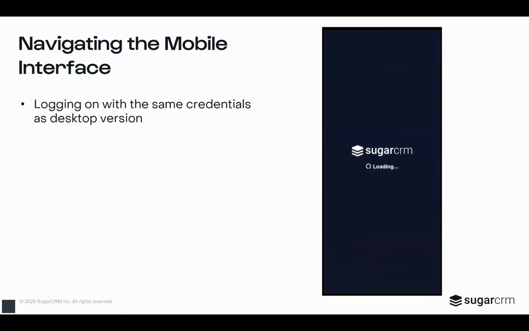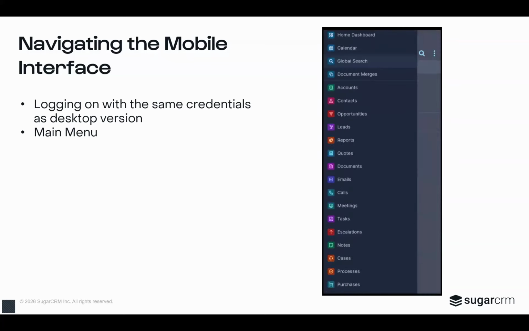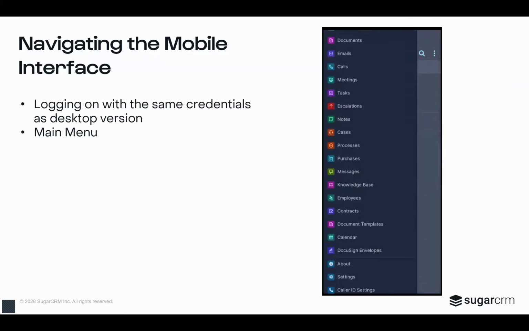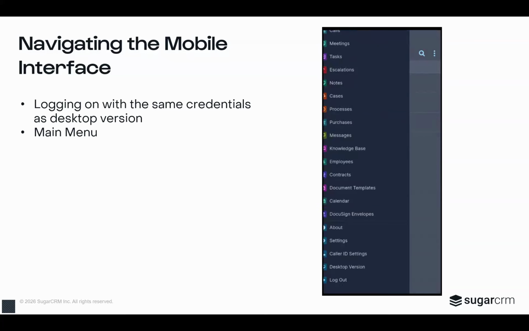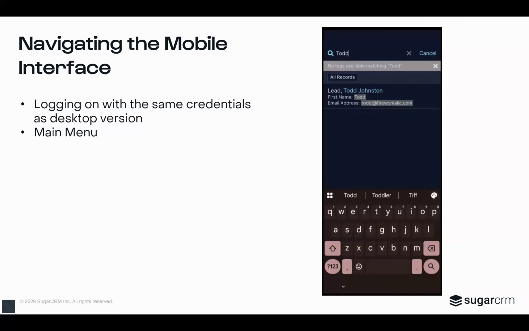After I log on with my same credentials, it's going to load up and give me a main menu. And I have all the same dashboards that I have in my desktop version of Sugar, and the modules that I have access to. Now, the modules may be slightly different because the admin can change those, right? I'm going to show you how to do that in just a minute.